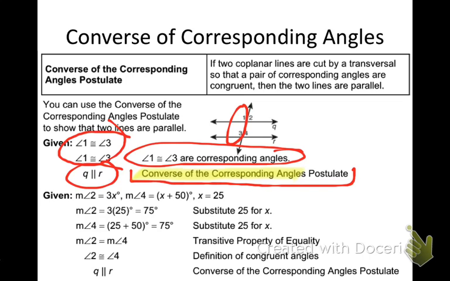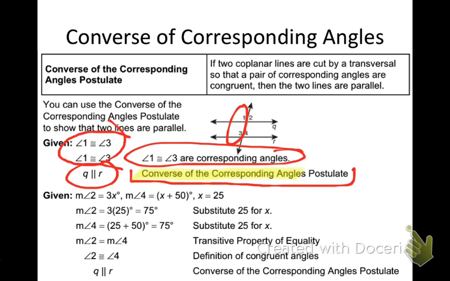All right, so converse of corresponding angles. Again, this is what we're going to be tested on. They're going to tell us the angles are congruent today. They're going to tell us these things. It's going to say, hey, why are they congruent? And because they're congruent here, the lines are parallel. So again, going in reverse order.